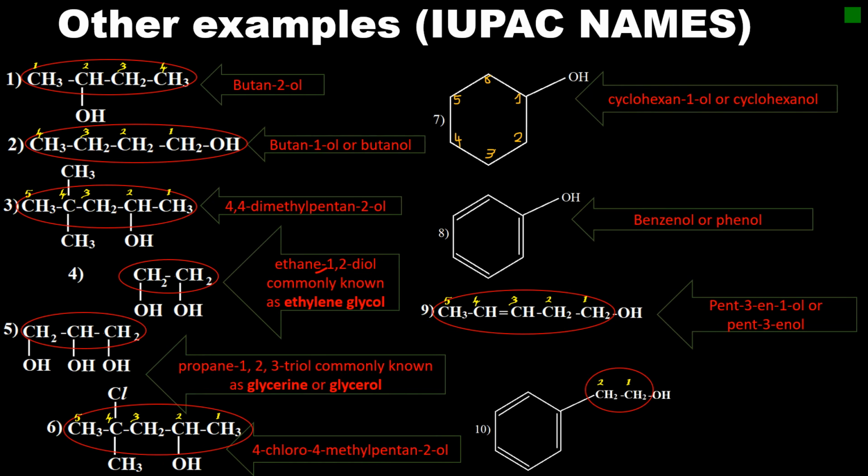How do we name it? We choose the parent chain, which is CH2CH2, and the benzene is taken as a substituent. So we number it as 1,2, and the phenyl is attached on the second carbon because OH was given priority. And the name will be 2-phenylethan-1-ol or 2-phenylethanol.